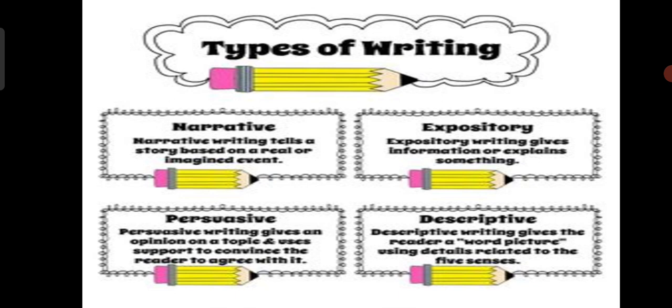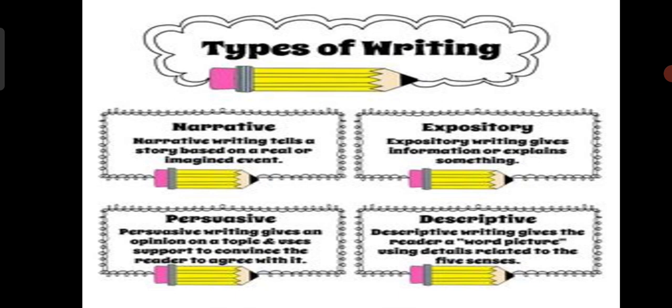So, children, there are 4 types of writing. They are narrative writing, expository writing, persuasive writing and descriptive writing. Now, what is narrative writing? Narrative writing tells a story based on a real or imagined event.